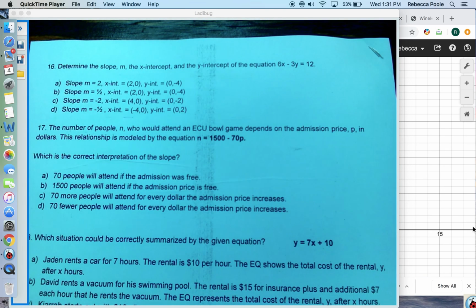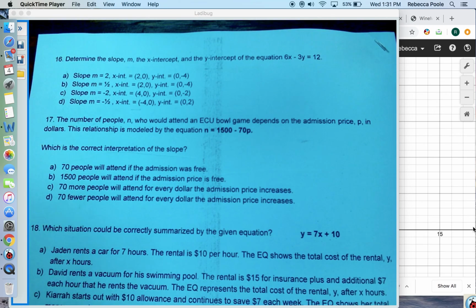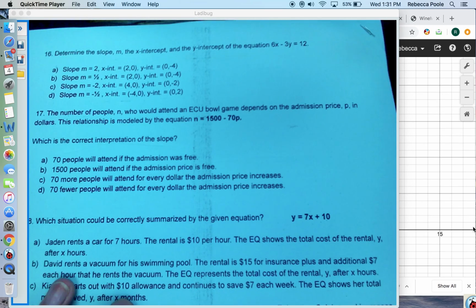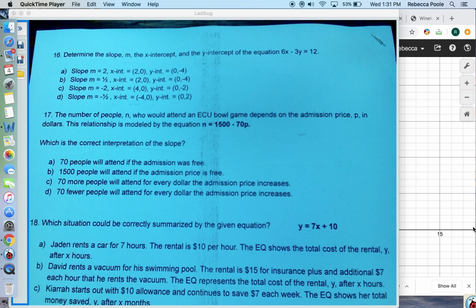Alright, so if you're watching this video series, we're on the last page, hallelujah, of the DCA 1 test review. So I'm doing the last 5 problems. These are probably 5 of the easiest. So we definitely should be fine on this page.